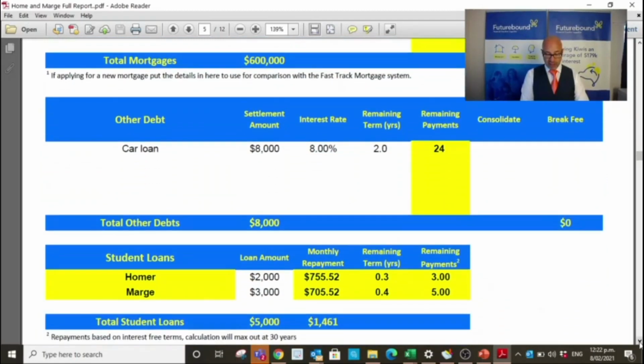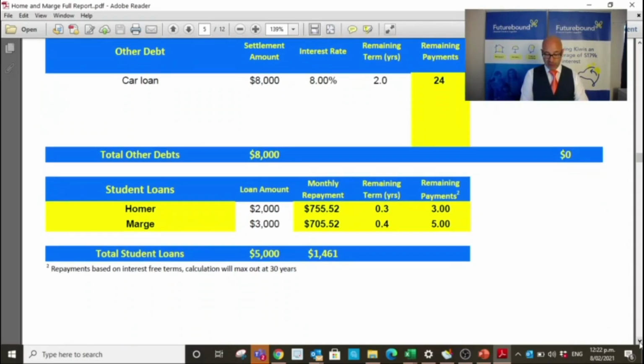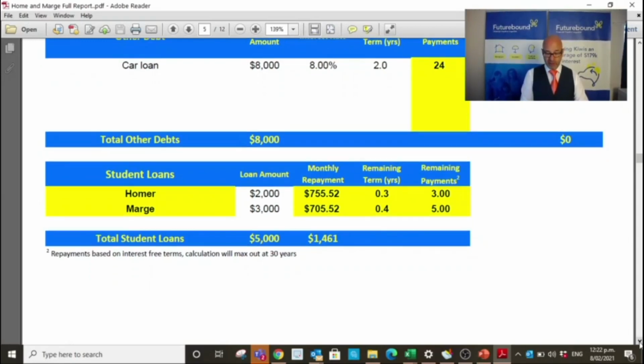And then you've got a car loan here for Homer and Marge. So they've got a car loan that they're paying off, and then they've both got student loans, you can see down the bottom, which will take some of their income away as they pay off their student loans.